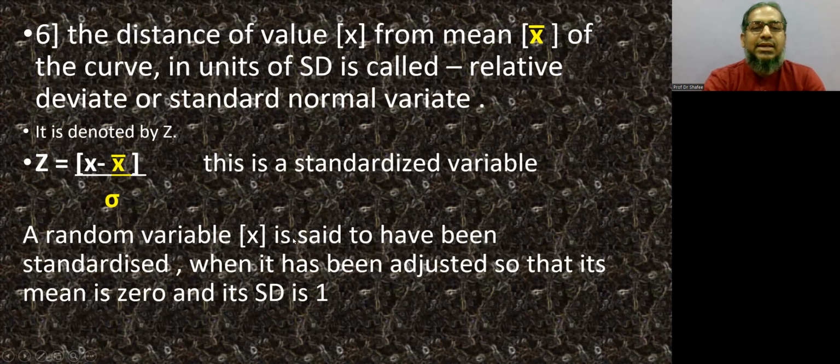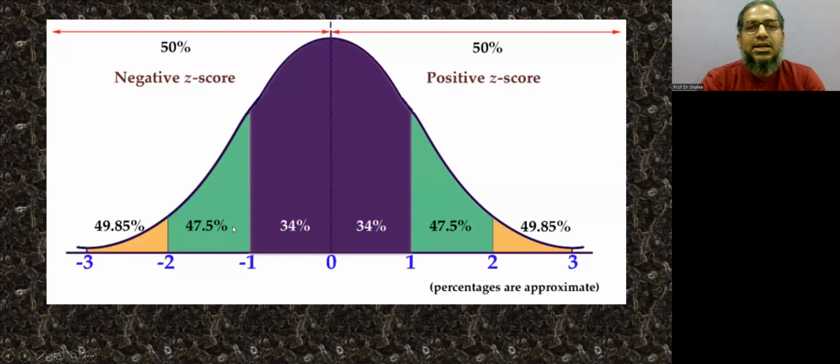A random variable x is said to have been standardized when it has been adjusted so that its mean is 0 and SD is 1. So based on the properties of the standard normal distribution curve, that mean is 0 and SD is 1, we say that it is the relative deviate.